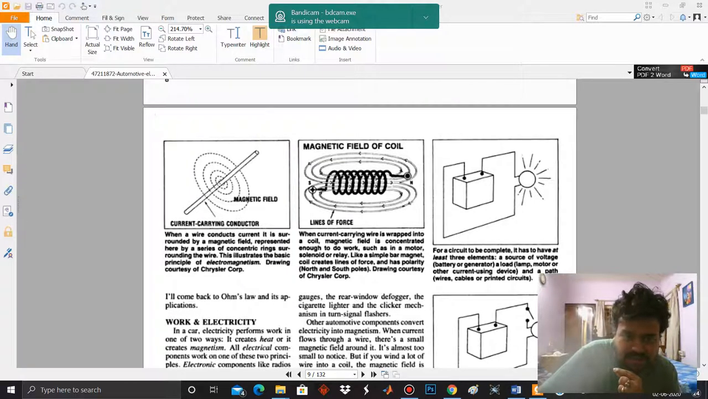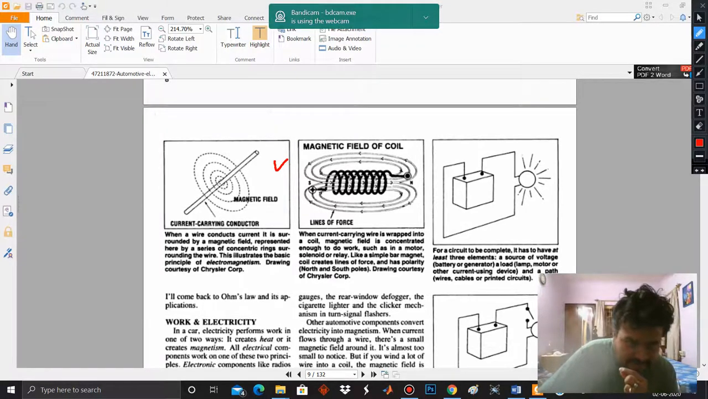So you see, it is a current carrying conductor over here in this particular diagram. When a wire conducts current, it is surrounded by a magnetic field, represented here by a series of concentric rings surrounding the wire. This illustrates the basic principle of electromagnetism. So you see, when there is a current through the conductor, if you orient the thumb, your curling fingers will show the direction of the magnetic field.